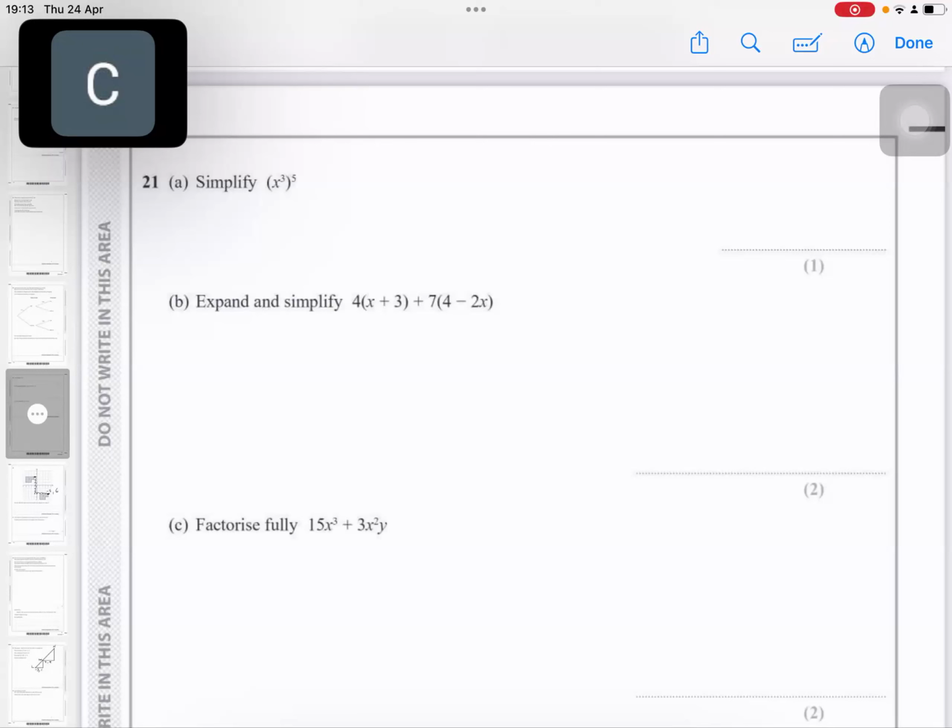Since it's a factorized question, it's going to look like this. 3 outside the bracket. Let me send it.